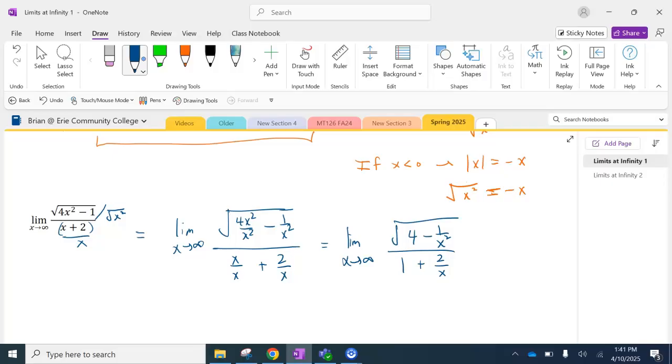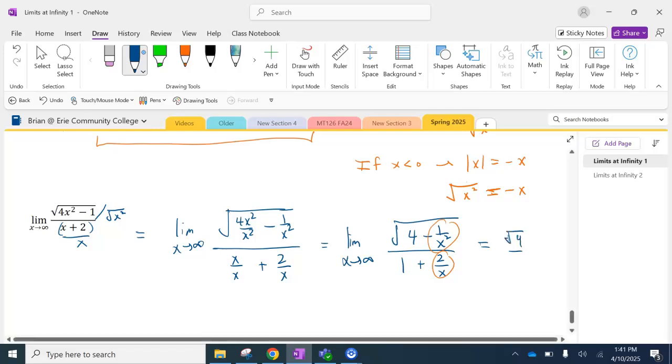And hopefully it's pretty clear from here that these terms that I'm going to circle are going to approach 0. Those terms are going to go to 0, and therefore we're just going to end up with, in the limit as x goes to infinity, the square root of 4 over 1, which comes out to exactly positive 2. All right, so that matches what we saw graphically.